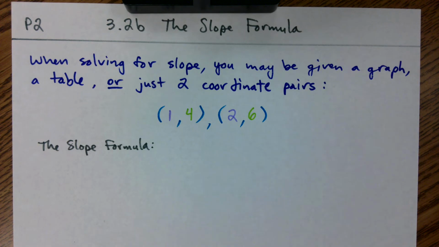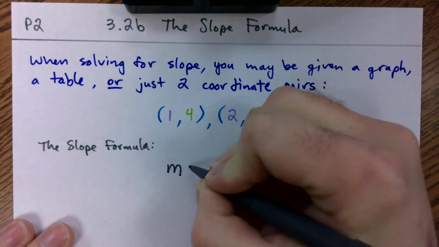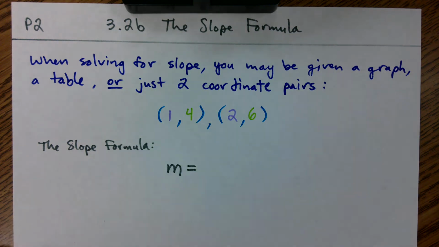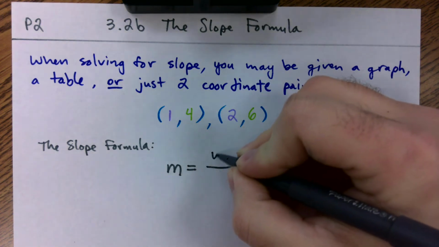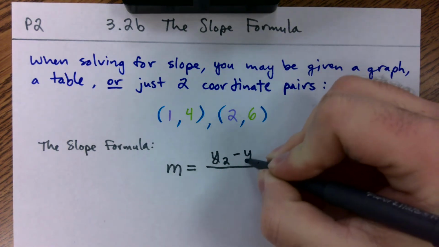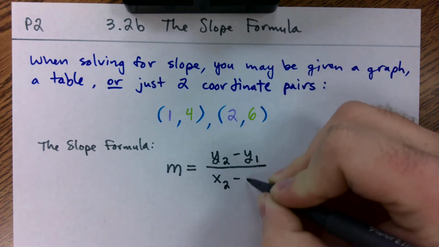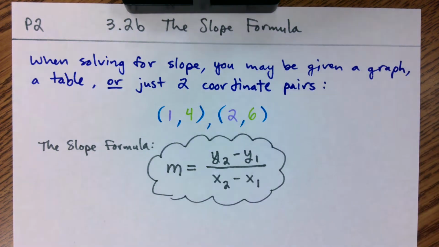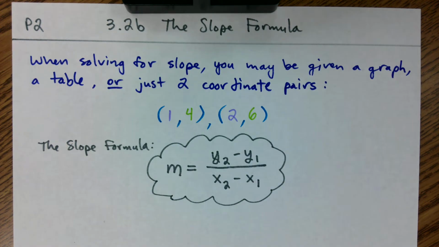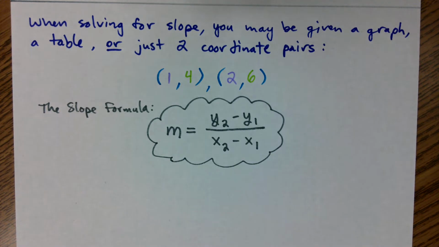The slope formula is m equals... So, go ahead and write down that formula. Those 2's and 1's are kind of like opposite exponents. Instead of being really small at the top corner of your number, they're really small at the bottom corner of your number.